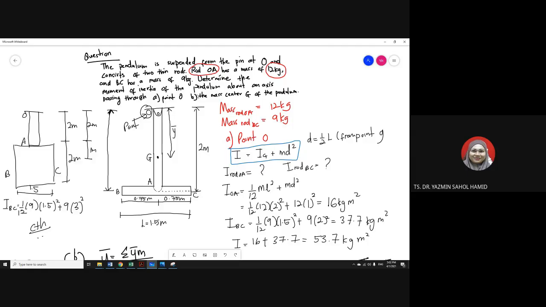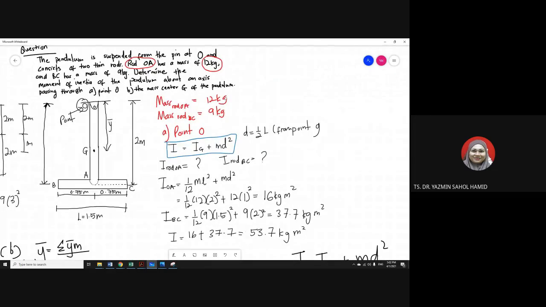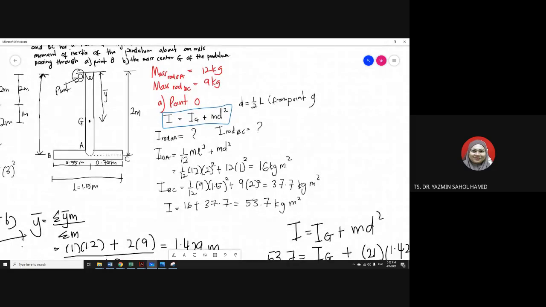Soalan kedua, dia suruh kita calculate mass center of G pula. Okay, now. So, kat sini yang tulisan warna merah, kalau you all nampak, I tulis kat sini, mass rod OA 12 kg, mass rod BC 9 kg. Soalan pertama, dia suruh kita calculate I dekat point O. Disebabkan dia suruh kita calculate I dekat point O, so I equals to IG plus MD squared. Okay, so untuk soalan ni, apa yang kita buat? Kita perlu buat dua lah. Satu, kita kena calculate I untuk rod OA. And then kita kena calculate I untuk rod BC. Lepas tu kita akan campur dua-dua, itulah jawapannya.